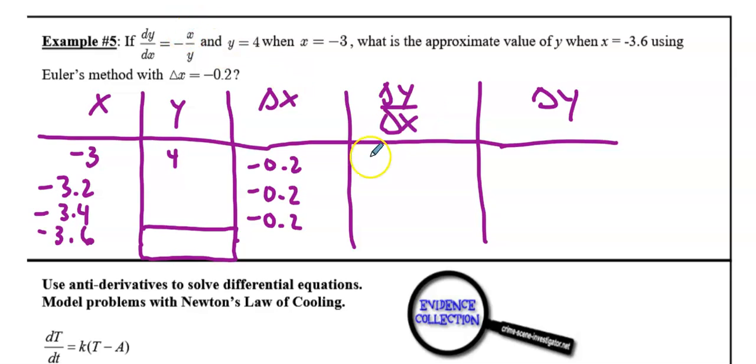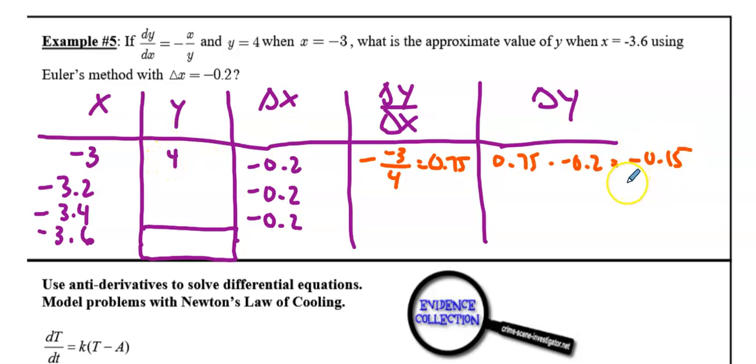For our dy/dx, we have a negative, our x is -3 over our y, which is 4. That's going to give us 0.75, which is pretty obvious. Then we take 0.75 and multiply that by our delta x, and we're going to get -0.15. We take 4 and subtract 0.15 from it, and we get 3.85. And like I said, guys, as we move through the rest of this, it's pretty straightforward.